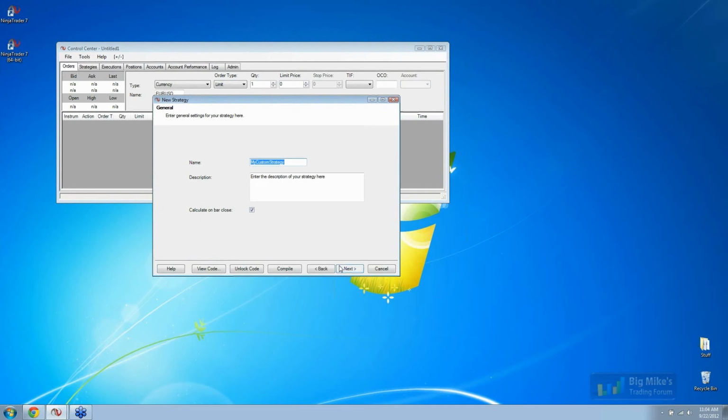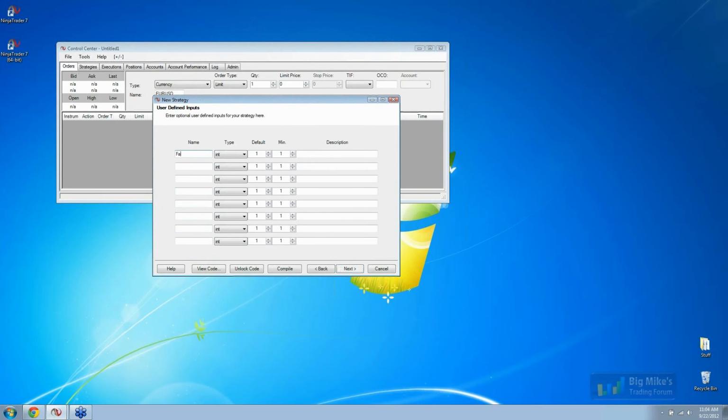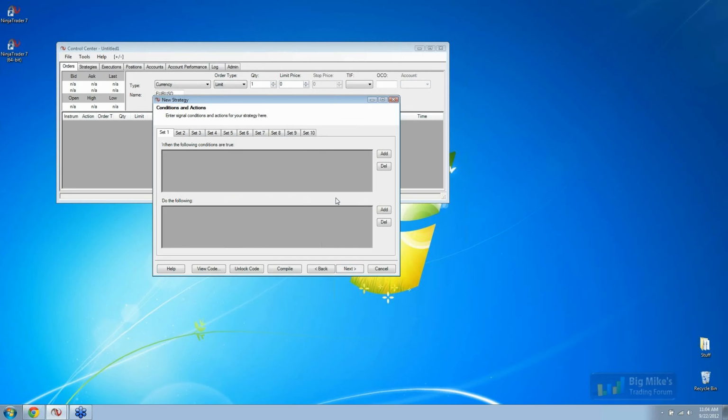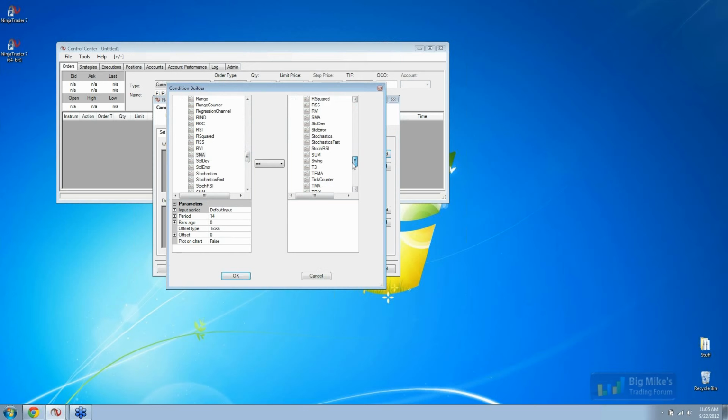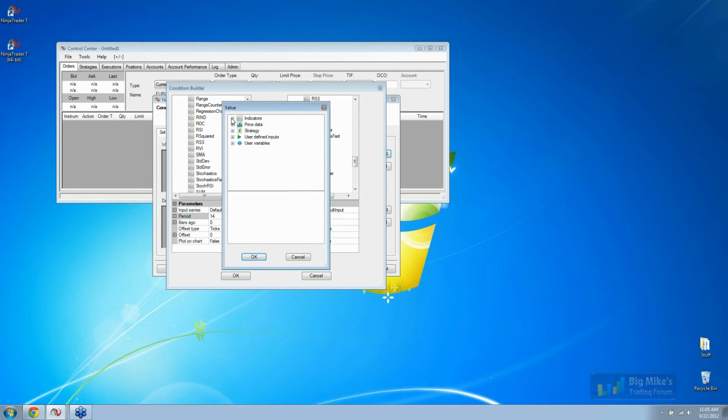A simple moving average crossover strategy. So I'm going to name my strategy BMT. And then I'm just going to quickly create us a moving average strategy here. So I'm making some variables here. And then let's create, what do I want? I want my simple moving average to cross above another simple moving average. So I want my fast period SMA to cross above my slow period SMA.